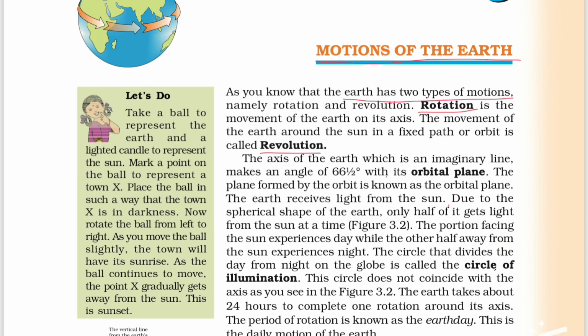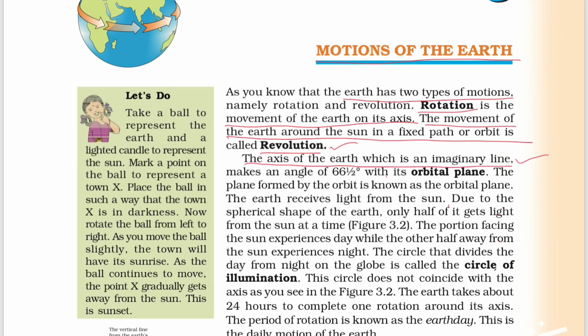Rotation means the movement of the Earth on its axis. That is, the Earth rotates around itself. Next, we have revolution. Revolution means the movement of the Earth around the Sun in a fixed path or orbit. This is called revolution.